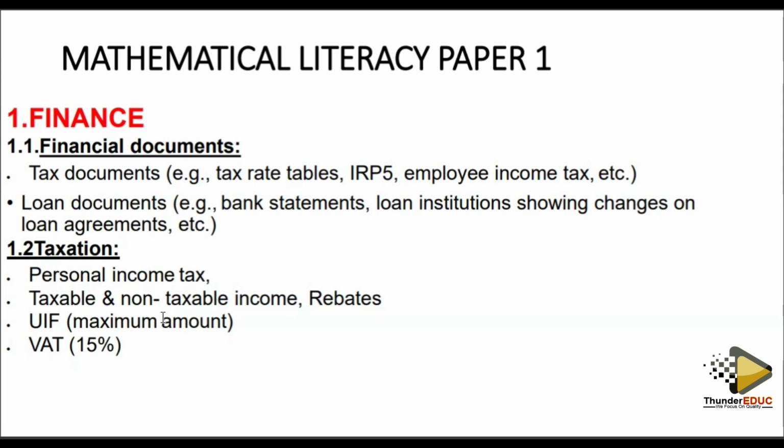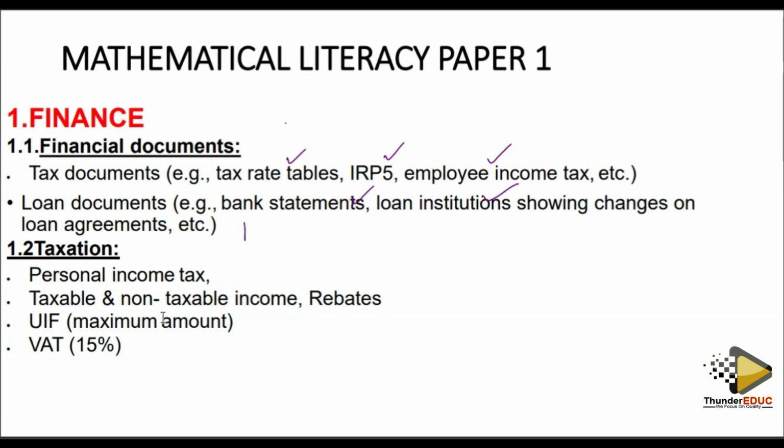In paper one, we expect to see finance, which deals with money. And we look at what we call the financial documents, like the tax tables, the IRP 5, the employees' income tax. This is the taxable income, and the tax, the medical aid. Then we come to loan documents, i.e. the bank statement, the loan institution showing changes on the loan agreement.